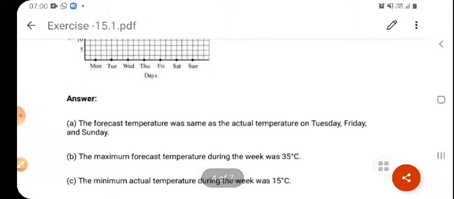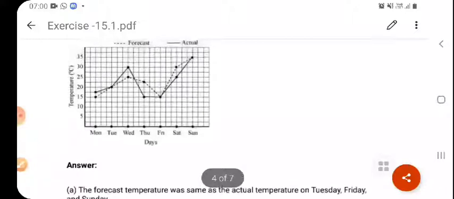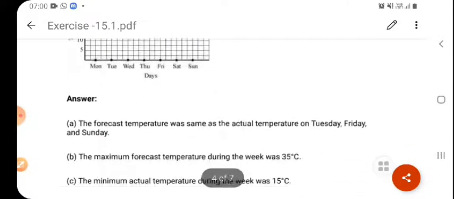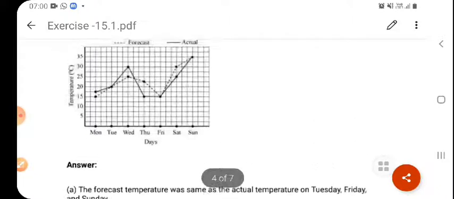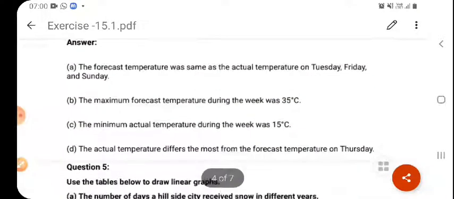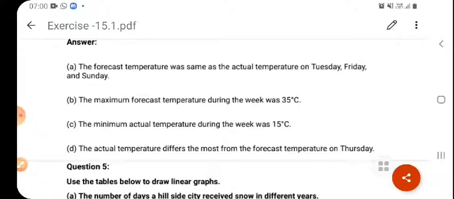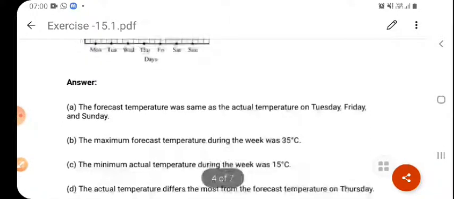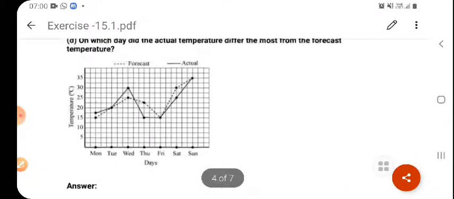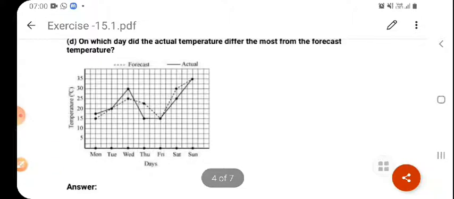The maximum forecast temperature during the week is 35, and the minimum is 15. The actual temperature differs most from the forecast temperature on Thursday. So on Thursday there is a maximum difference.